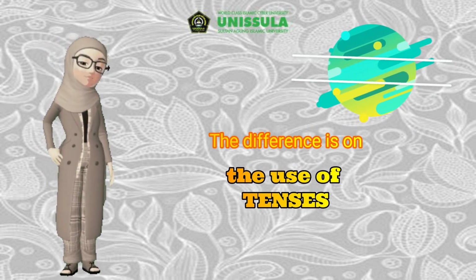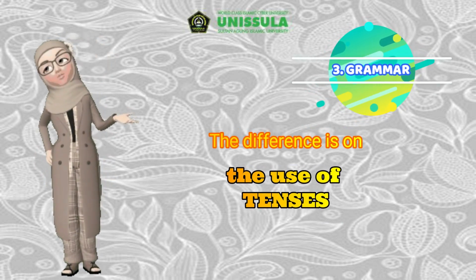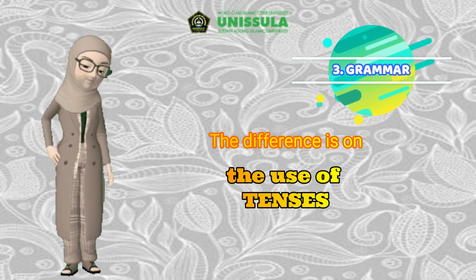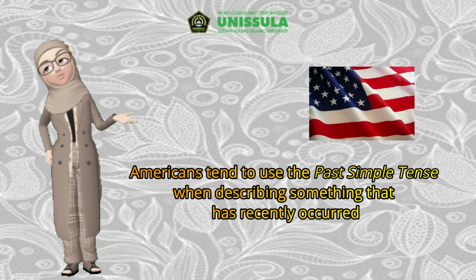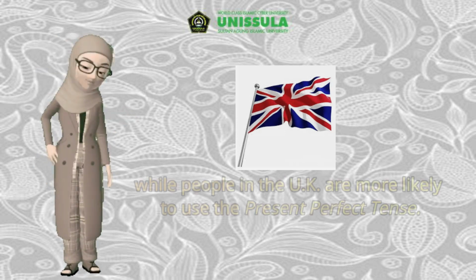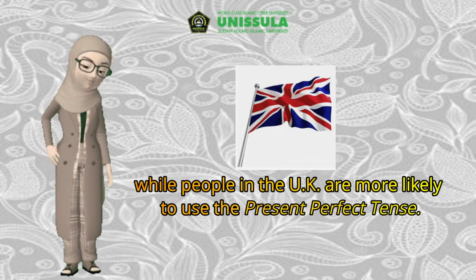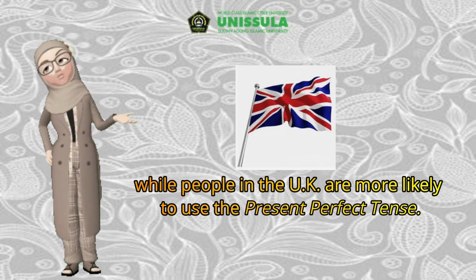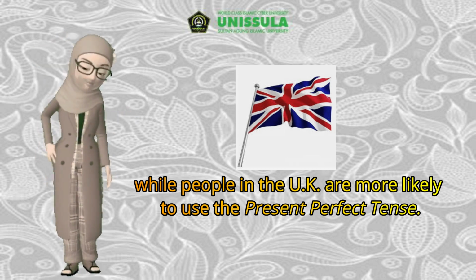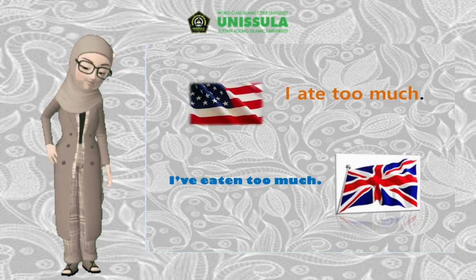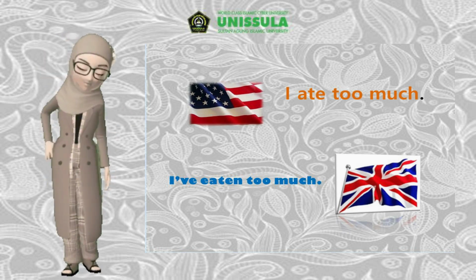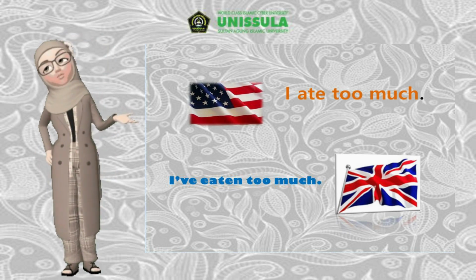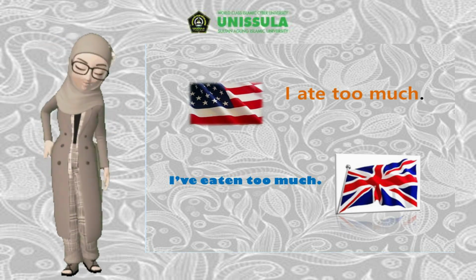And now we come to the second difference in grammar, that is about tenses. Americans tend to use the past simple tense when describing something that has recently occurred, while people in the UK, United Kingdom, or Londoners are more likely to use the present perfect tense. For example, the American says, I ate too much, using past tense. And then in British English, Londoners will say, I've eaten too much.